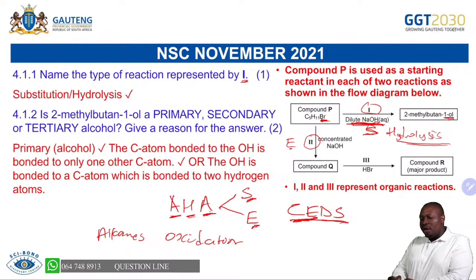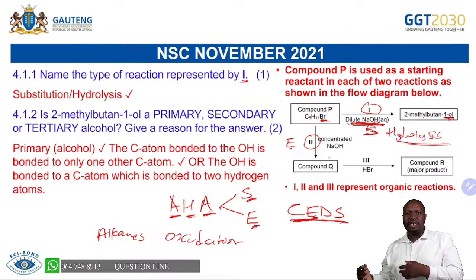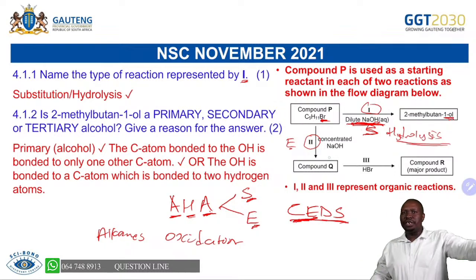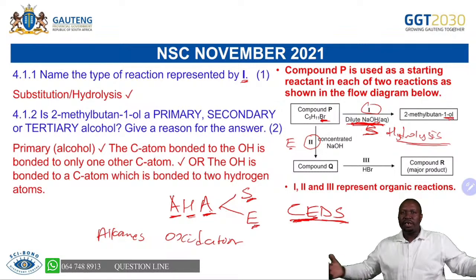Now when you look here, at the one that is now concentrated, you see the reaction conditions are important because they tell you the type of reaction that will take place. If we don't know concentrated and dilute sodium hydroxide, you won't understand what type of reaction will take place.